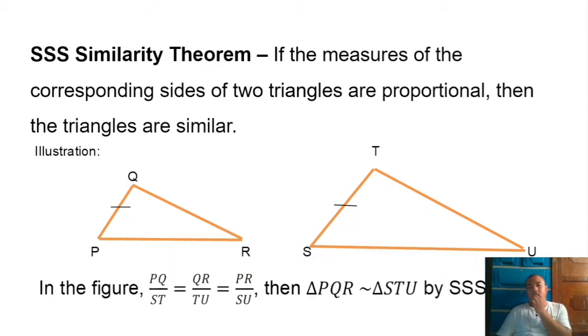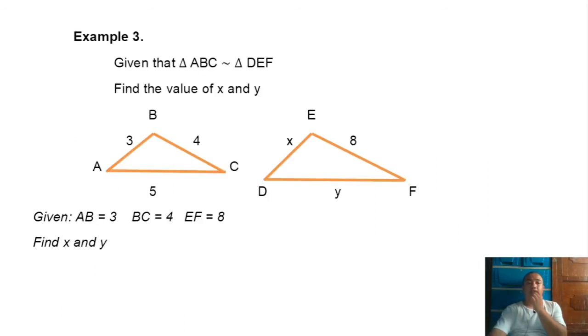So in the figure, PQ over ST is equal to QR over TU is equal to PR over SU. Then triangle PQR is similar to triangle STU by the SSS similarity theorem. The corresponding sides are proportional between the two triangles, therefore they are similar by the SSS similarity theorem.